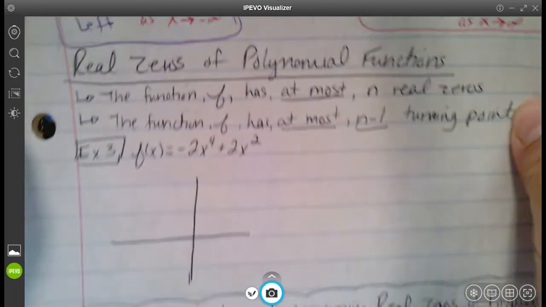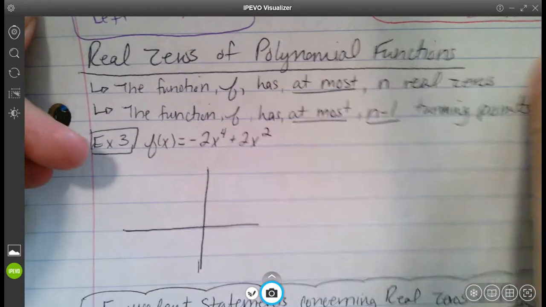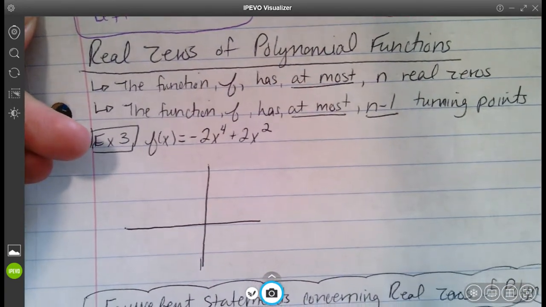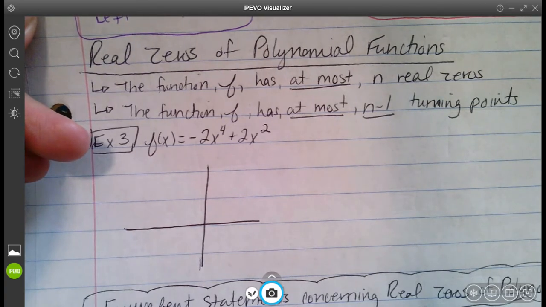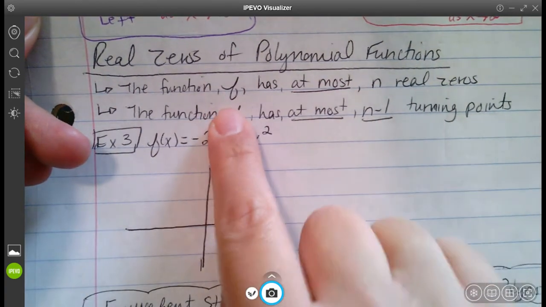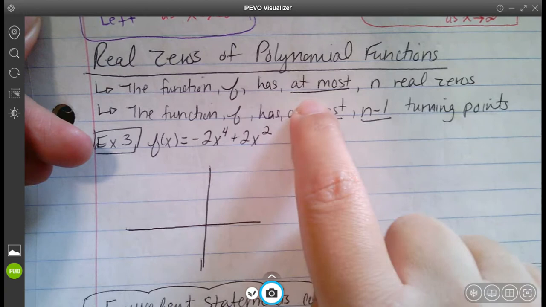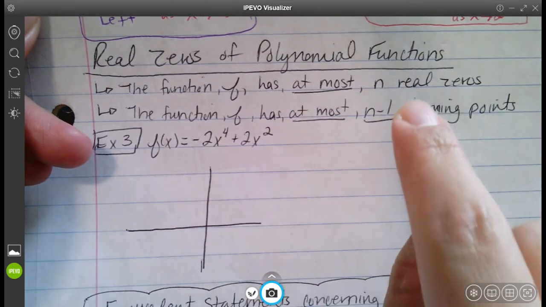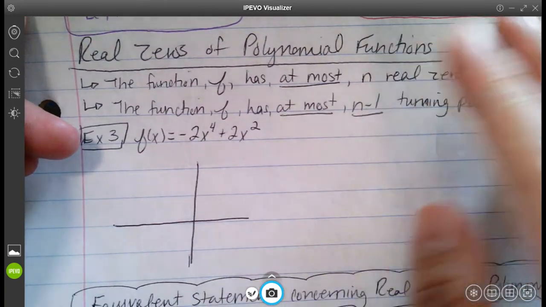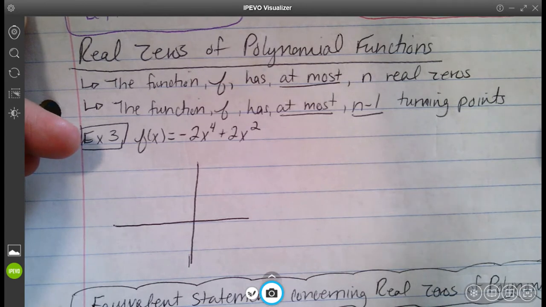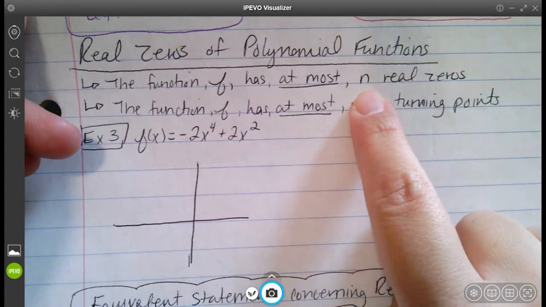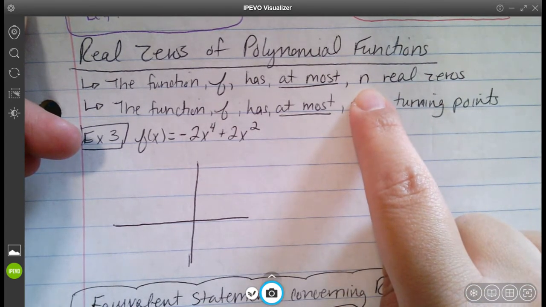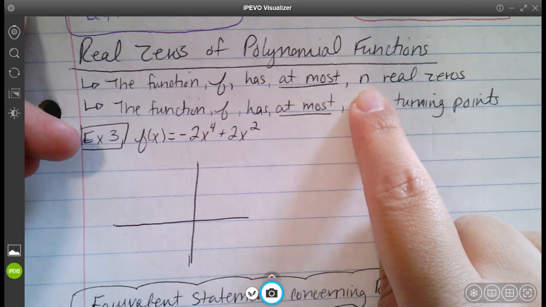So we're going to talk about how to find those zeros that I was mentioning earlier. We have a couple things here that we need to take note of. The function f of x, or f, has at most n real zeros. That means if we have x to the power of 5, it's only going to have at most 5 zeros. So it's not going to cross the x-axis more than 5 times.